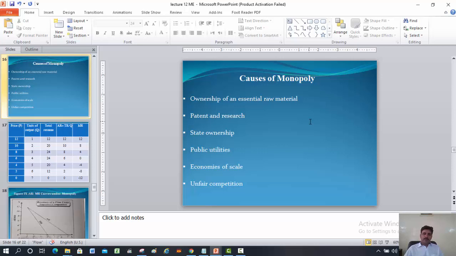Economies of scale. Sometimes for large scale production, small firms shy away from entering, they don't have enough investment, they can't invest, so there is monopoly of the larger firms. And the monopoly can also arise due to unfair competition.